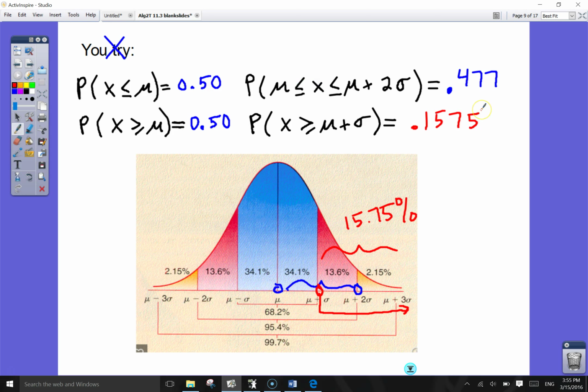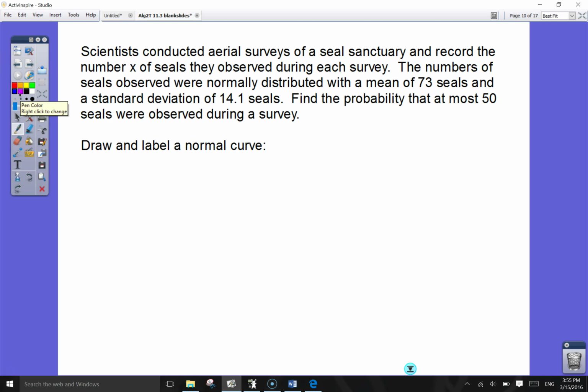So here's a word problem normal calculation. Scientists conducted aerial surveys of a seal sanctuary and recorded the number X of seals they observed during each survey. The numbers of seals observed were normally distributed with a mean of 73 seals and a standard deviation of 14.1. Find the probability that at most 50 seals were observed during the survey. The standard procedure is that you should draw and label a curve so you know what you're looking at.